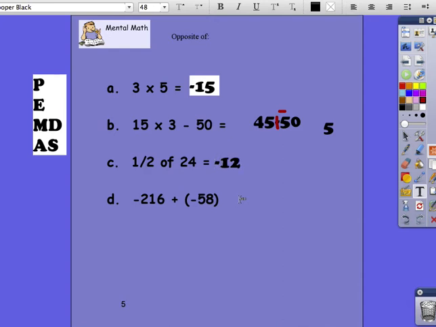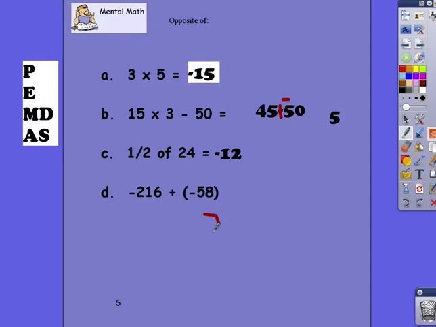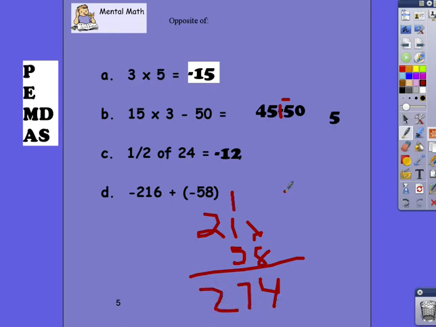Looking at our last example, negative 216 plus negative 58. Remember, when you are adding two negatives or two positives, you just strictly add them. So if we were to do 216 plus 58, 8 plus 6 is 14, carry the 1, 5, 6, 7, 274. So our answer is 274. But remember that we're doing the opposite of, so we'll go ahead and get rid of that negative to get our answer of 274.